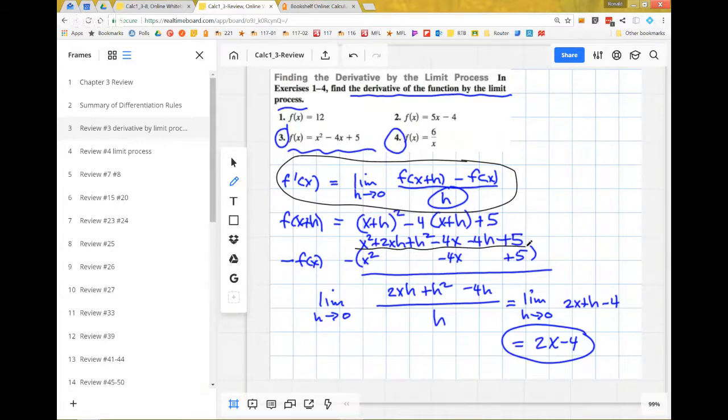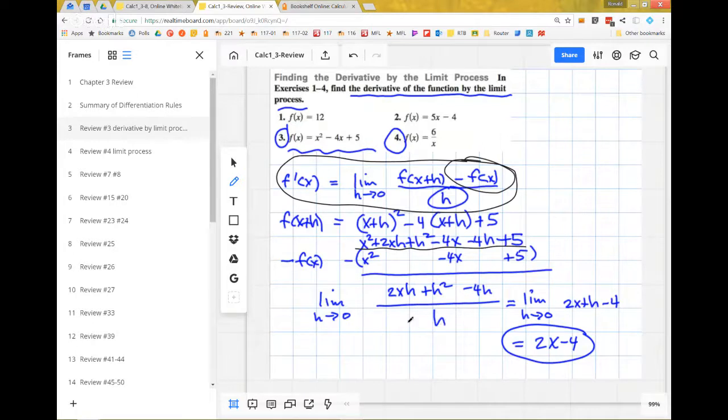And then I like this vertical format. From that, you have to subtract the original function, negative f of x. So right below it, I put minus parentheses x squared minus 4x plus 5. And I lined them up underneath the like terms. And then you can see that after you subtract, you're going to get what's left there, 2xh plus h squared minus 4h, and then we still have to do this over h, and now take the limit.